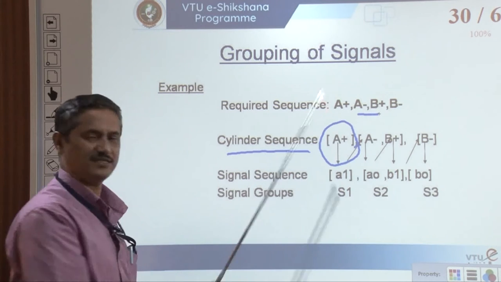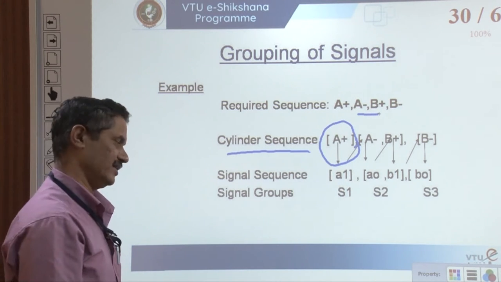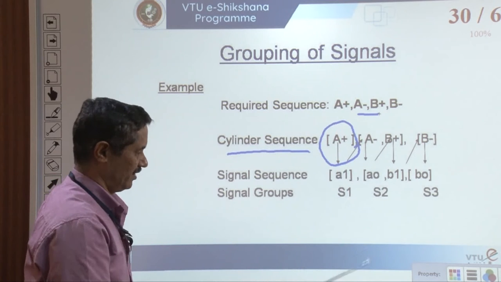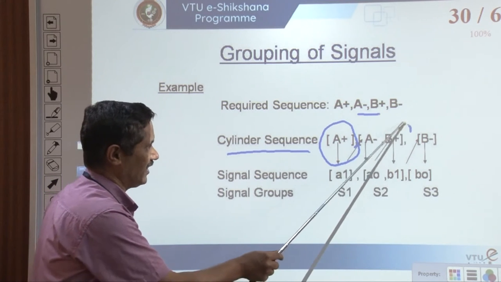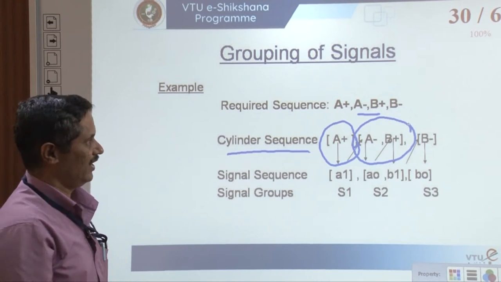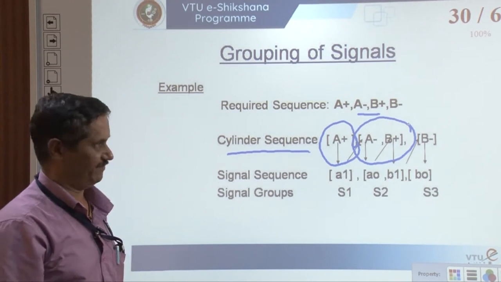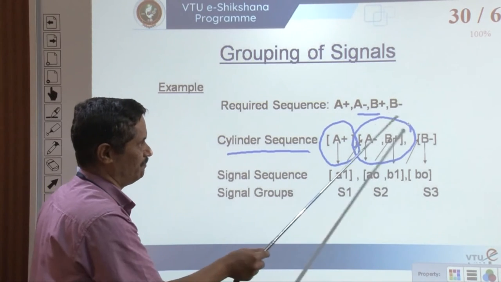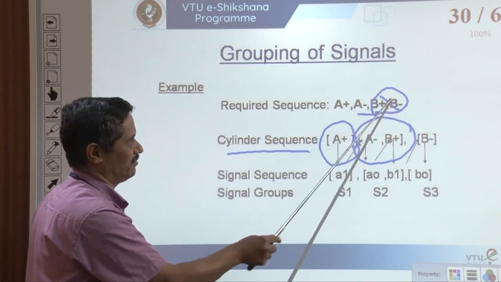So, because this is A and this is B, they are different cylinders. Yes, it is possible. You can club. So, club, and your second group will be this. Second group will be this. And the left out is B. Anyway, we cannot group these two, na? So, this is not possible.